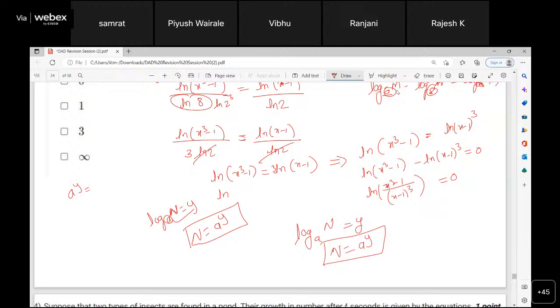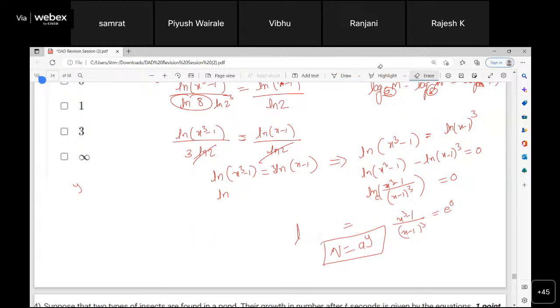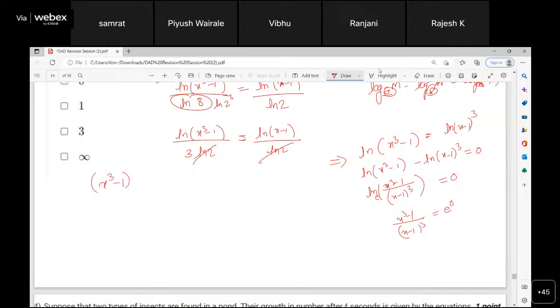So here the base is e, the natural log. Now x cube minus 1 upon x minus 1 whole cube equals e to the power 0, that is 1 only, right? Eventually I will get there, but we cannot cancel the log directly. We can take the anti-log or simplify like this. So here I will get x cube minus 1 divided by x minus 1 whole cube equals 1. Now I can apply the a cube minus b cube formula here, right?